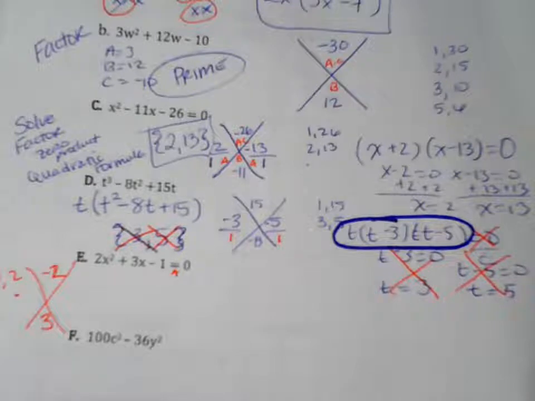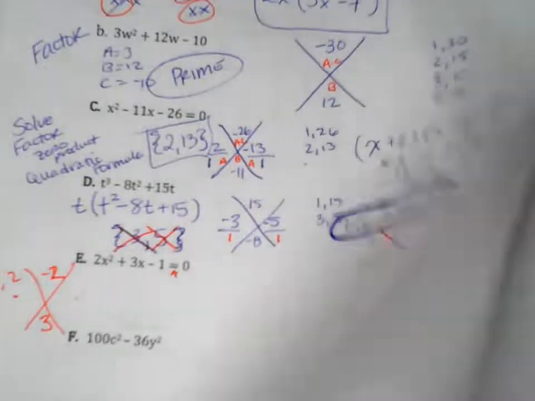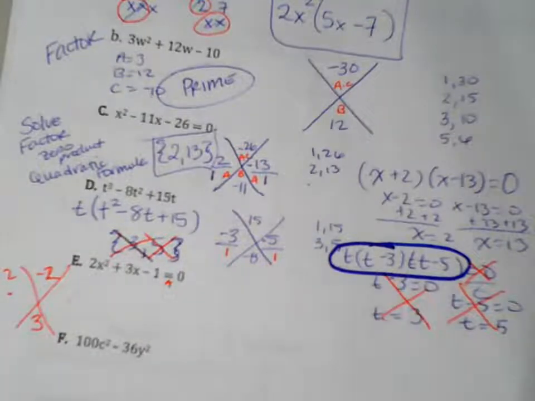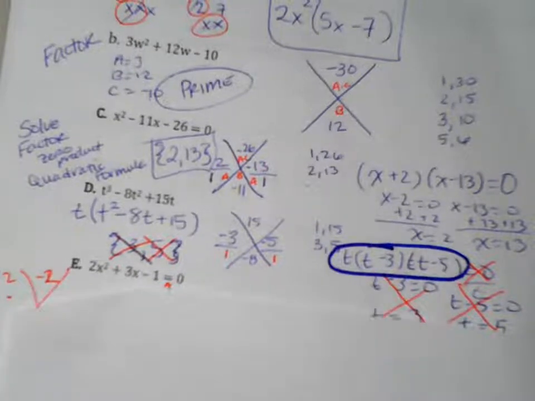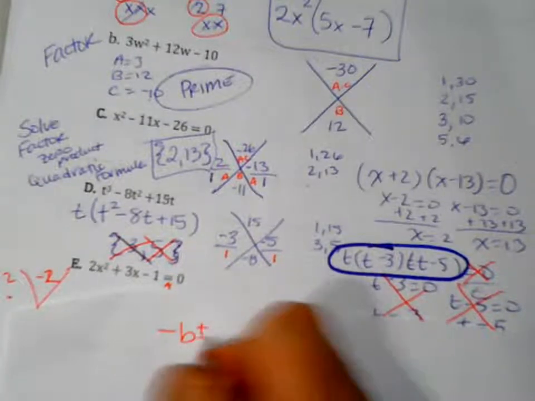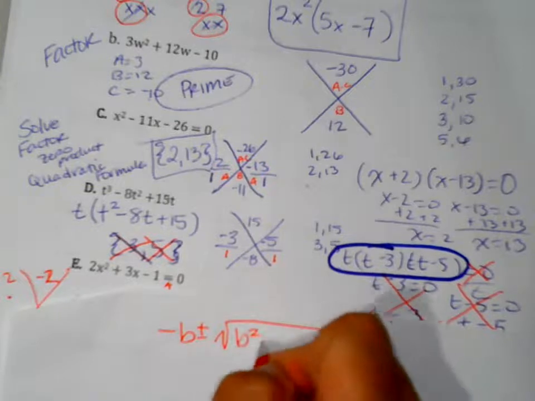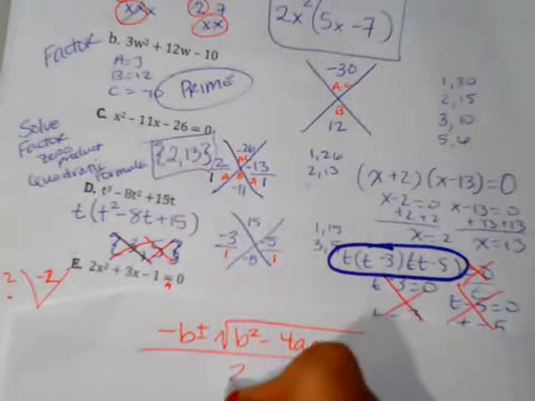Okay, so quadratic formula. Let me get a piece of paper here. Quadratic formula: negative b plus or minus the square root of b squared minus 4ac, all over 2a.